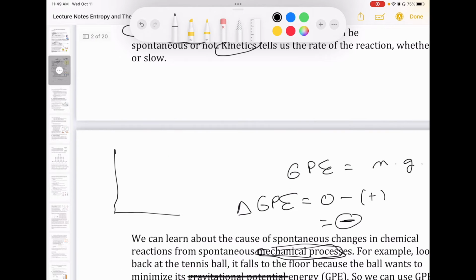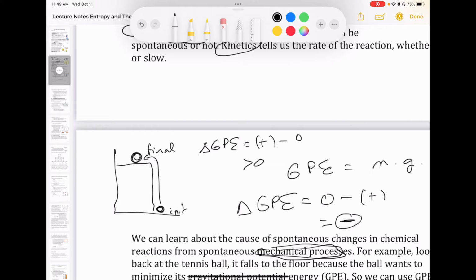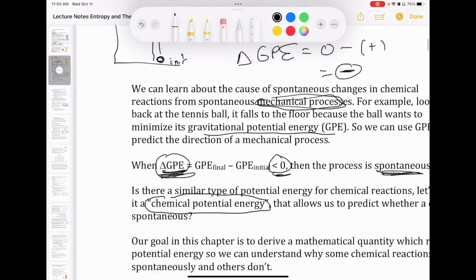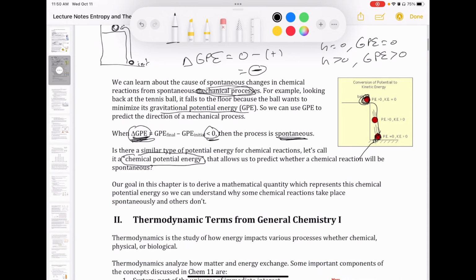So imagine that you have your ball here, you have it initially at the bottom, and you want it to go to this top position. So this is your initial and this is your final. Well, think about the delta GPE that you will have, right? The final position is some positive number, okay? And then the initial position is zero because you're at ground. So then the delta GPE in this case is positive. So that tells you immediately that when the delta GPE is positive, then this mechanical process is not spontaneous. So the same way later on when we look at our chemical potential energy, we want that number also, when it's positive, to tell us that that chemical reaction is not going to be spontaneous.